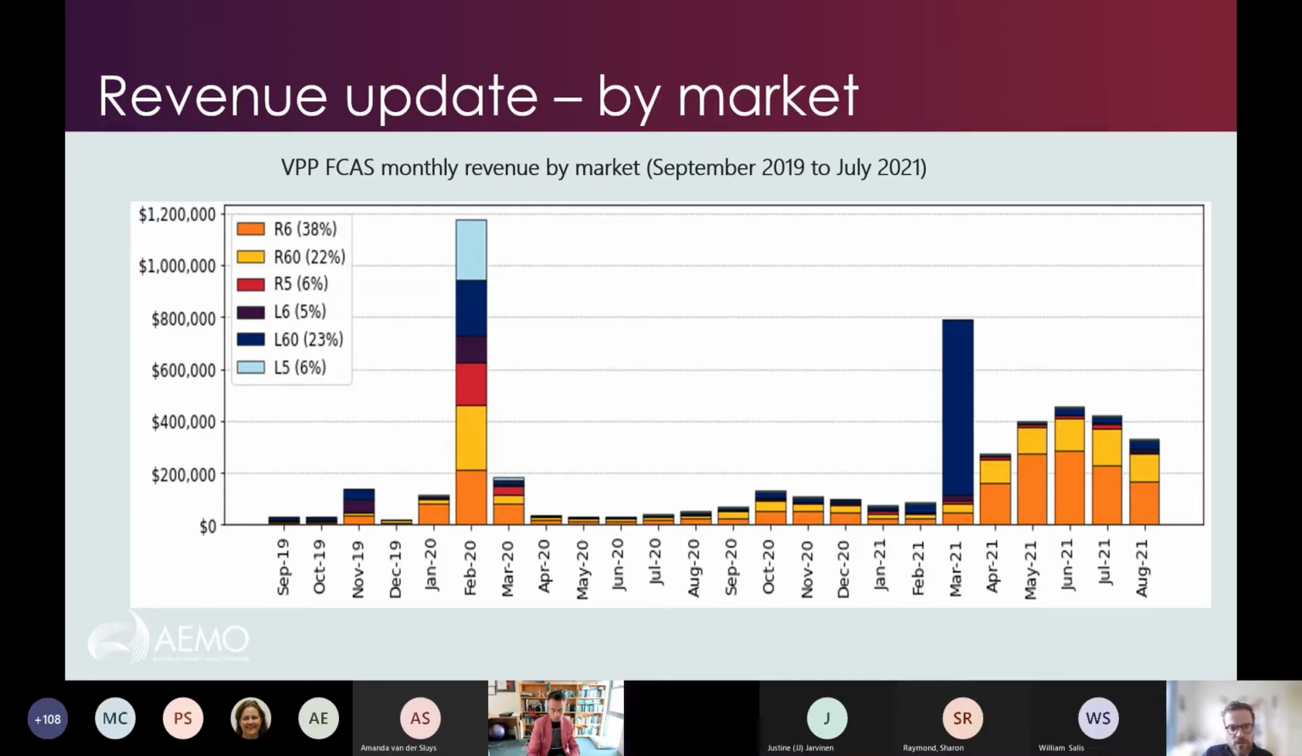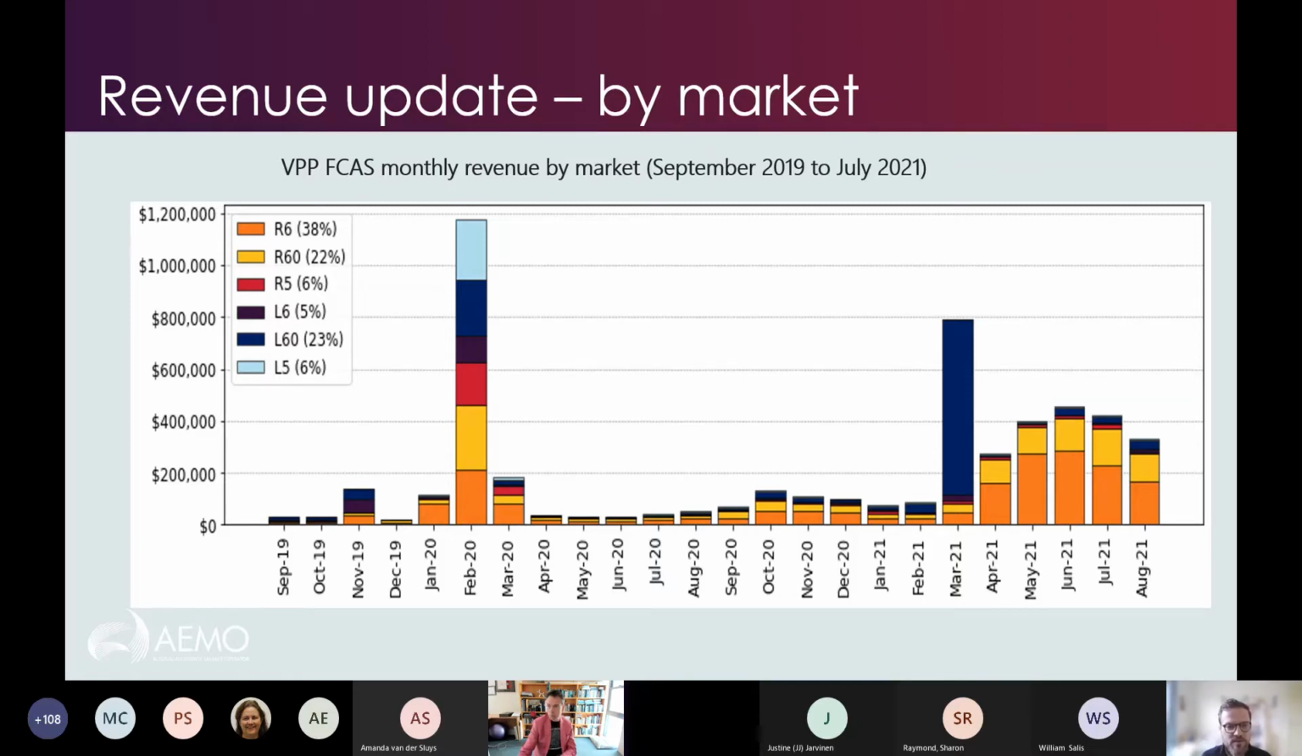And then there was another event in March 2021. But outside of those events, you can see that FCAS revenues are fairly steady, and the growth in recent months relates to the growth of the VPP capacity as well. Typically, over the course of a year on a per connection point basis, you might expect revenues from FCAS to be 200-300 megawatts per NMI over the course of a year, something in that order.